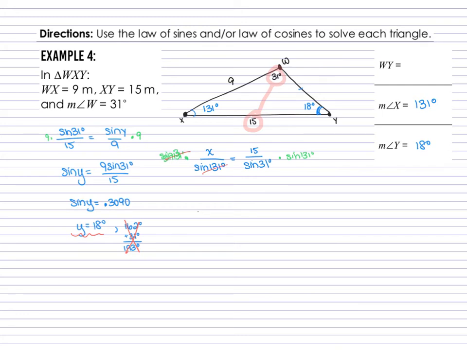So those sine of 131 cancel each other out. I'm left with x equals 15 times the sine of 131 over the sine of 31 degrees. When I solve all that through, x is going to be equal to 21.98 meters. So now I can fill that in up top. x equals 21.98 meters. Don't forget your label.